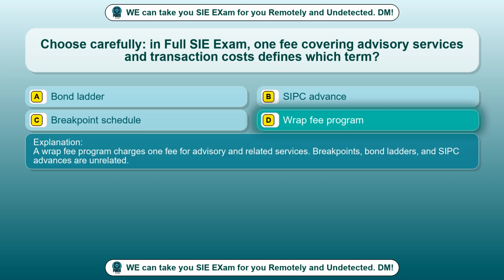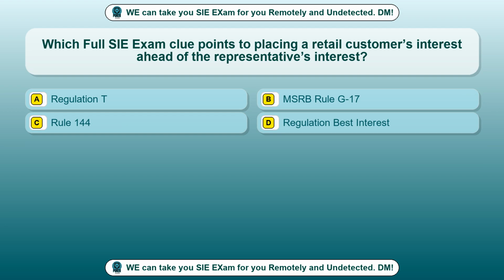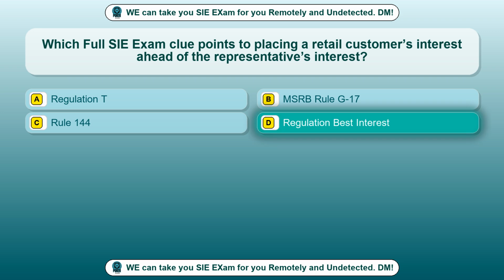A wrap fee program charges one fee for advisory and related services. Breakpoints, bond ladders, and SIPC advances are unrelated. Question 47. Which full SIE exam clue points to placing a retail customer's interest ahead of the representative's interest? Option A, Regulation T. Option B, MSRB Rule G17. Option C, Rule 144. Option D, Regulation Best Interest. The correct answer is option D, Regulation Best Interest.